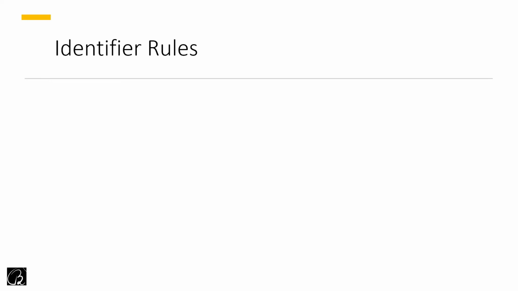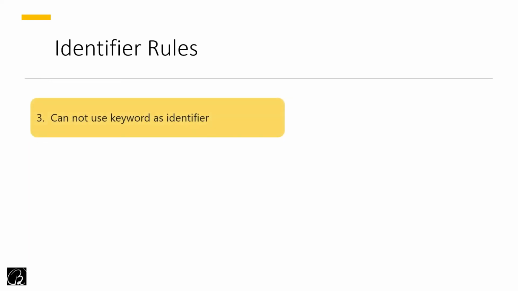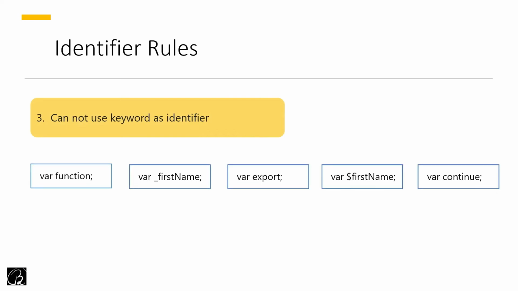The third rule says you cannot use a keyword as an identifier. Let me give you some examples. You tell me which ones are right and which are not. The var function is wrong syntax. Why? Because function is a keyword. You cannot use function as an identifier, right? The same goes for var export and var continue. These are all keywords. But the others look good, right? You can start with underscore and dollar. Also, keywords and identifiers are all case sensitive. You cannot write var starting in caps.